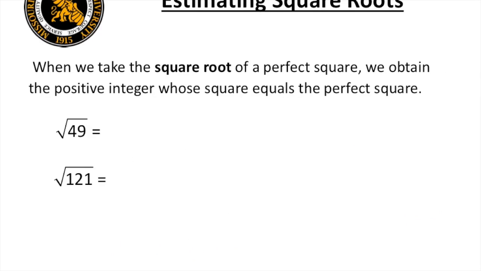When we take the square root of a perfect square, we obtain the positive integer whose square equals the perfect square. Consider taking the square root of 49. We are trying to determine the positive integer whose square equals 49. Since we know that 7 squared equals 49, we can conclude that the square root of 49 equals 7.